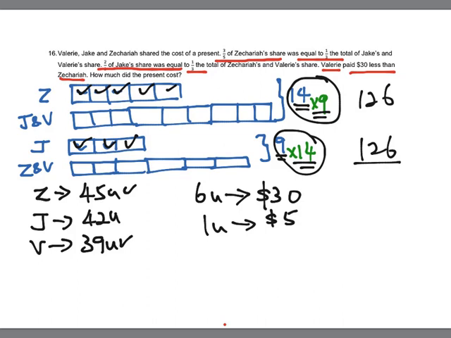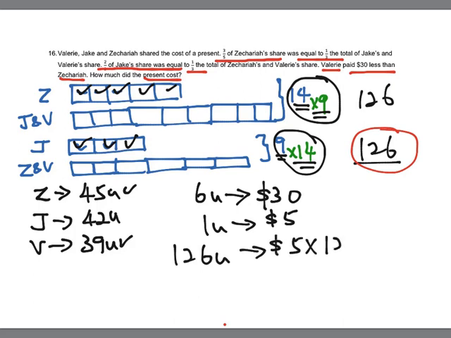Question: how much did the present cost? The present is the total number of units, as I mentioned earlier on, which is 126. So 126 units would then be $5 multiplied by 126, and the answer is $630. That is the answer for the question.